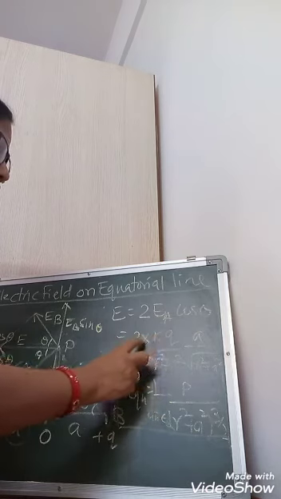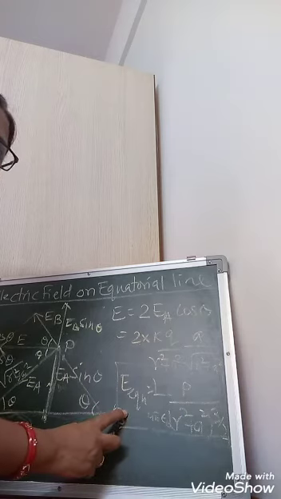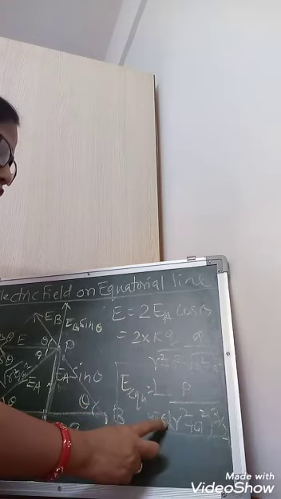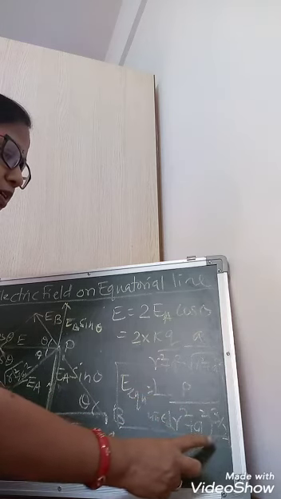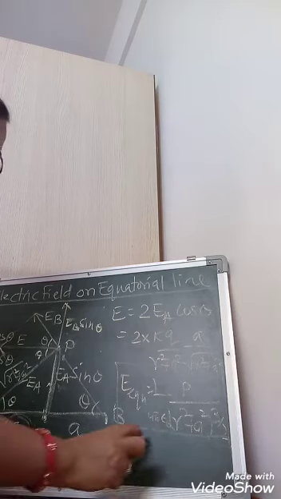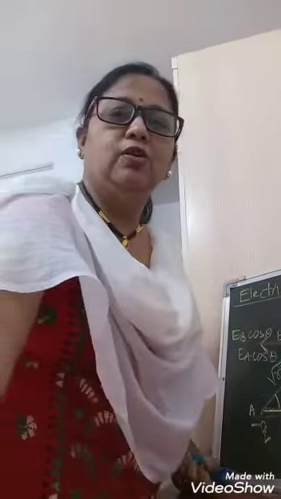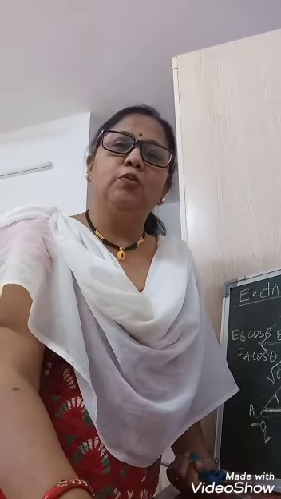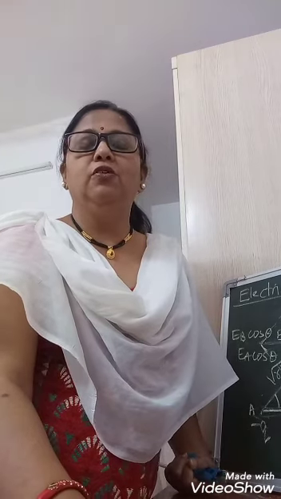Solving this, we can write Q into 2A as P. So we get the final formula, E equatorial is equal to 1 upon 4 pi epsilon naught, P upon R square plus A square raised to 3 by 2. So this is the final expression. So I hope you have understood how to derive the formula for electric field on equatorial line of a dipole.